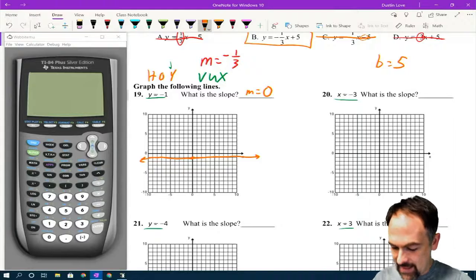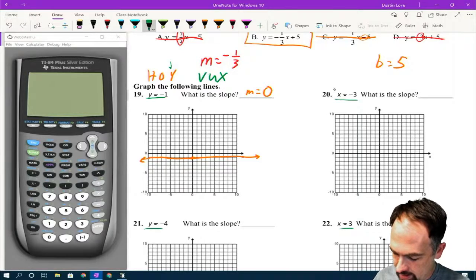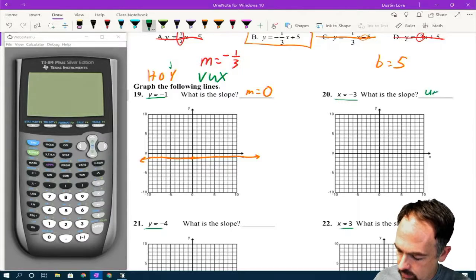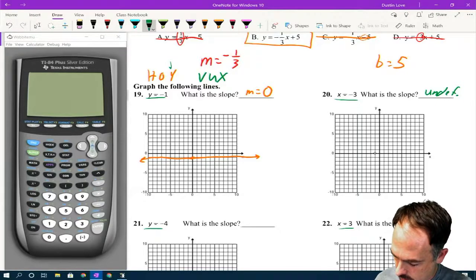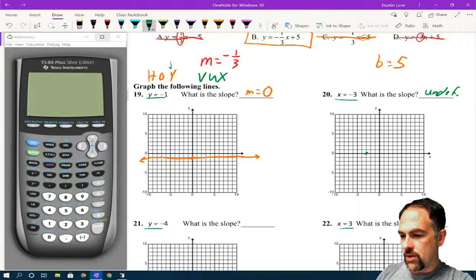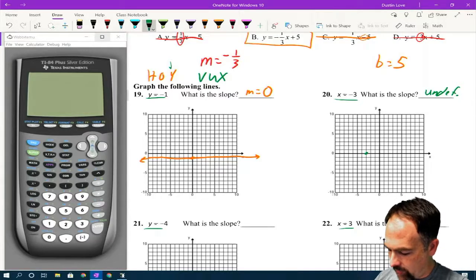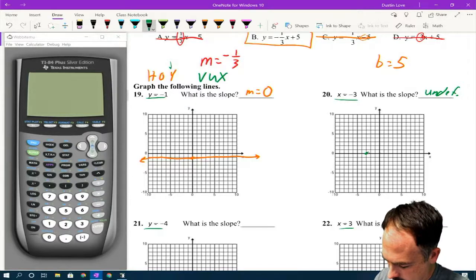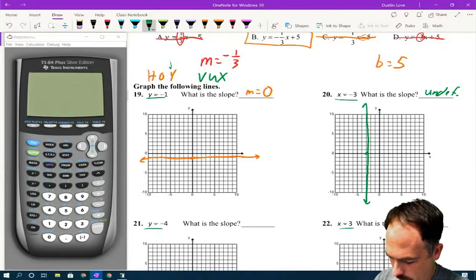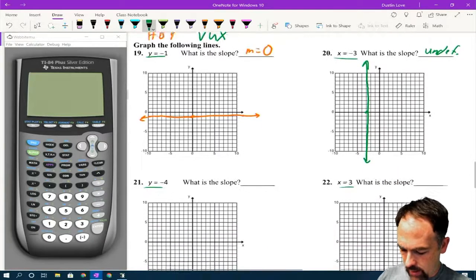Okay, x equals -3. X equals is vux, that is a vertical line with an undefined slope. To graph the line, I go over to -3, 1, 2, 3. So with an undefined slope, we have a vertical line because it's in that vux category. So we're going to go over to x equals -3 and draw our vertical line. And there we go. All right.